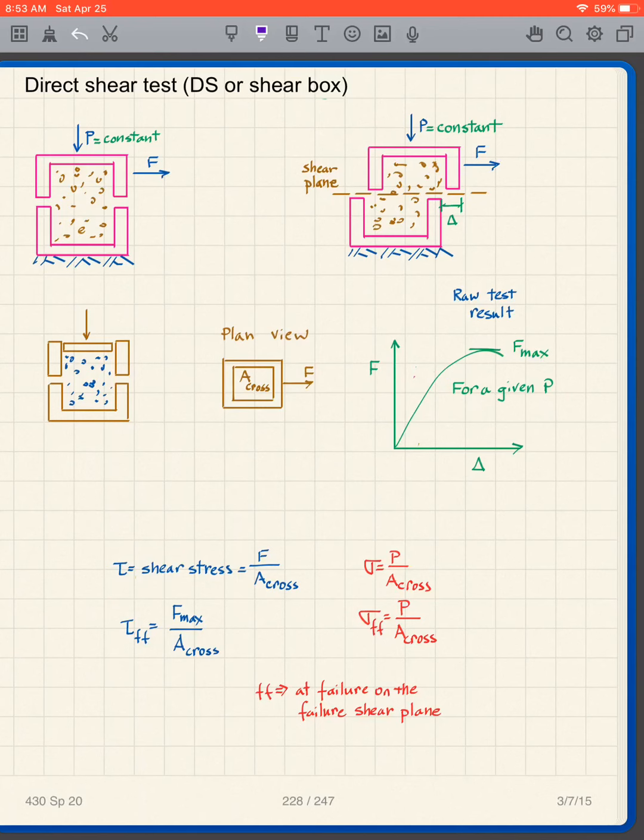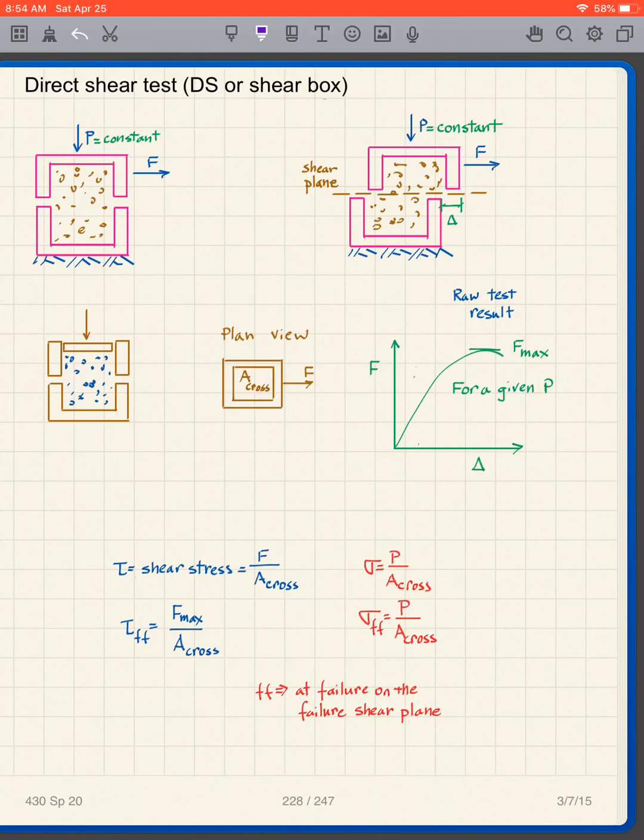So this is a little bit more detail of the box here. What have we done? We apply this P here, and it has a top cap, and that's what the device looks like a little more closely. In plan view, what do we have? We have a cross-sectional area. This is the box, and then there is our F in plan view. So this is our raw test result. Again, the F versus delta, that's what we measure in the lab, and we plot it.